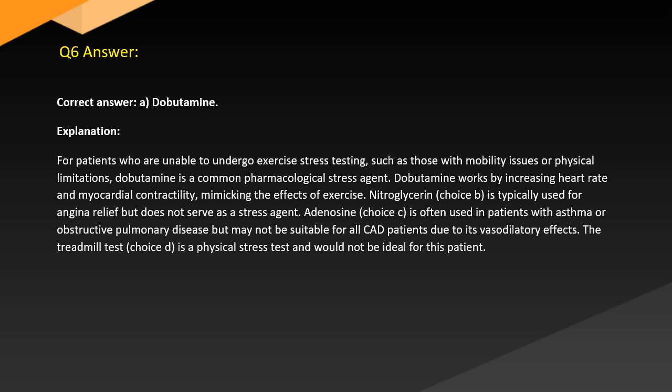Answer. Correct answer: A. Dobutamine. Explanation. For patients who are unable to undergo exercise stress testing, such as those with mobility issues or physical limitations, dobutamine is a common pharmacological stress agent. Dobutamine works by increasing heart rate and myocardial contractility, mimicking the effects of exercise. Nitroglycerin, choice B, is typically used for angina relief but does not serve as a stress agent. Adenosine, choice C, is often used in patients with asthma or obstructive pulmonary disease but may not be suitable for all CAD patients due to its vasodilatory effects. The treadmill test, choice D, is a physical stress test and would not be ideal for this patient.